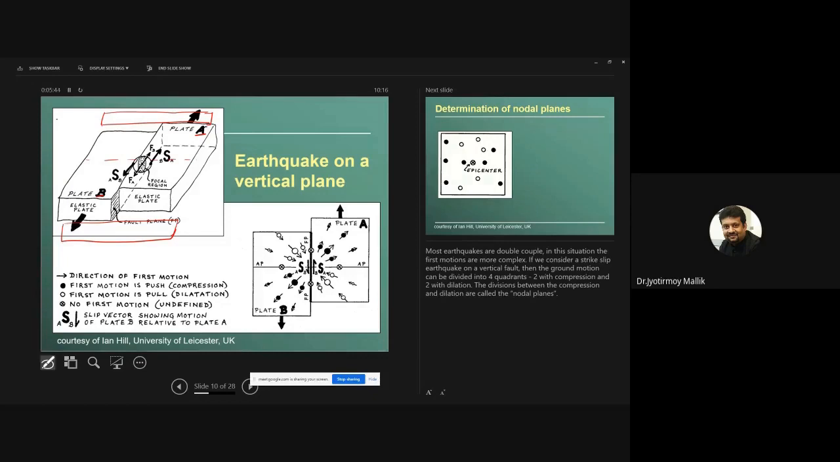this part of the rock will be kind of pushed by these rocks. This part of the rock will be pushed by these rocks, and here I will observe compression. Similarly, this part of the rock will be pushed by these rocks, and here also I will feel compression.